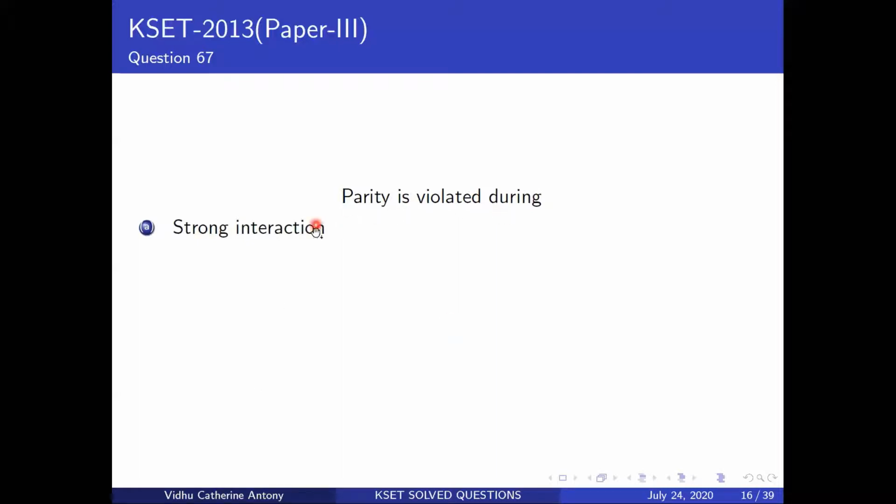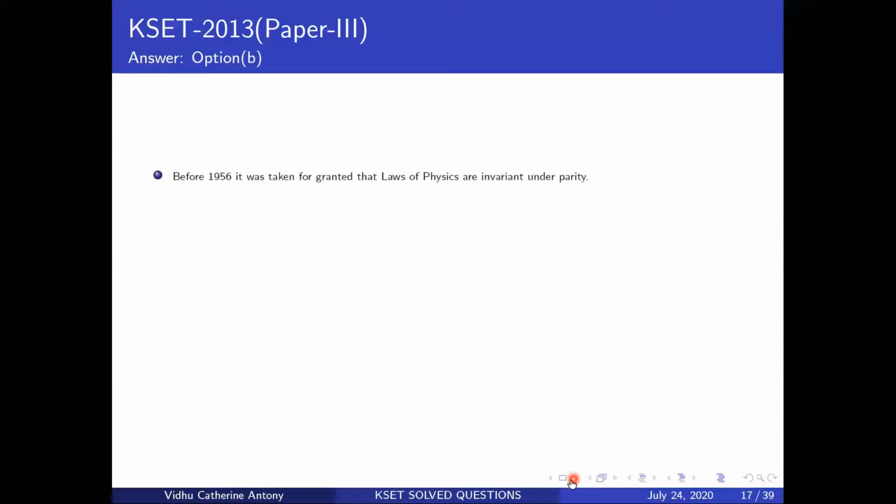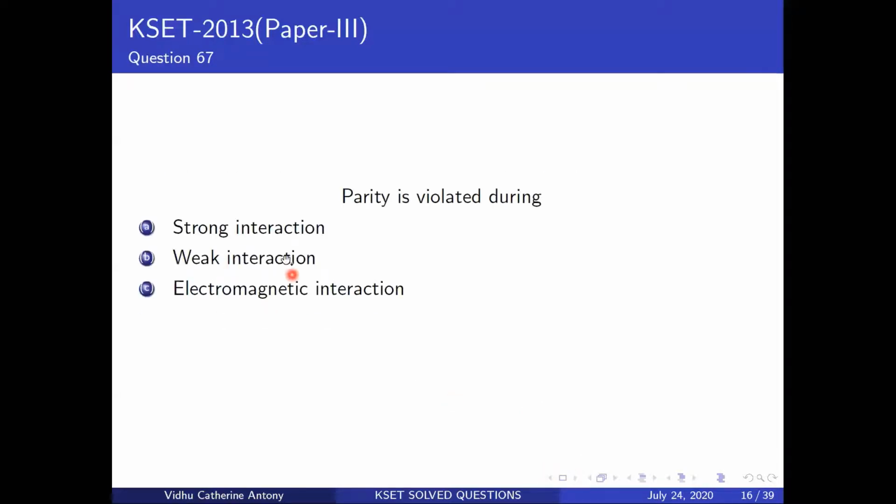Okay, so parity is violated during strong interaction, weak interaction, electromagnetic interaction, and gravitational interaction. So let's look at this. Basically it's violated during your weak interaction. All the other interactions remain constant. Okay, so parity is not violated there. It's conserved in the other interactions.